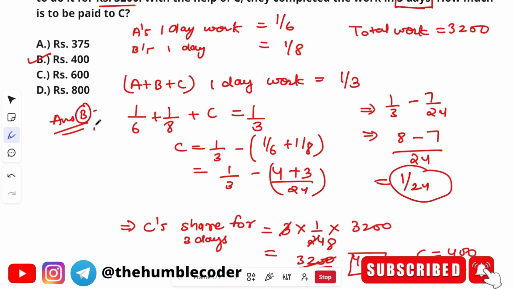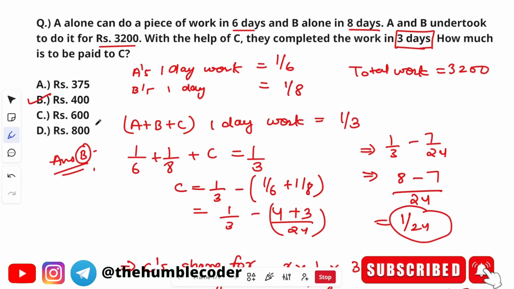I hope you have got it. Let's quickly recap what we have done here. In the question itself, we were given A's 1 day work, from which we have found 1 by 6. In the same way, we have found the value of B's 1 day work, which was 1 by 8. And using this, we have found C's share. How have we done that? Because we were told that the complete work was done in 3 days.